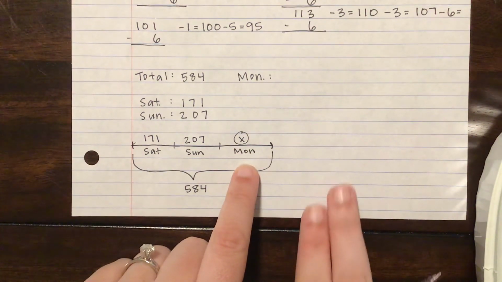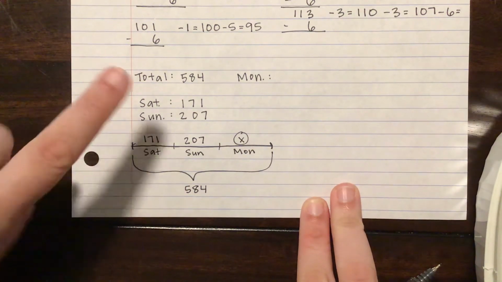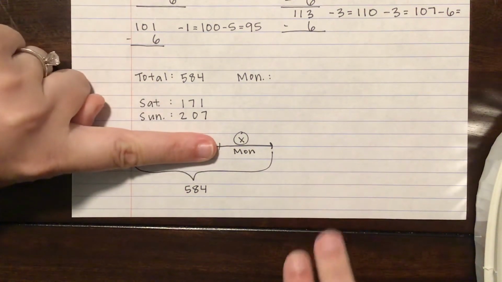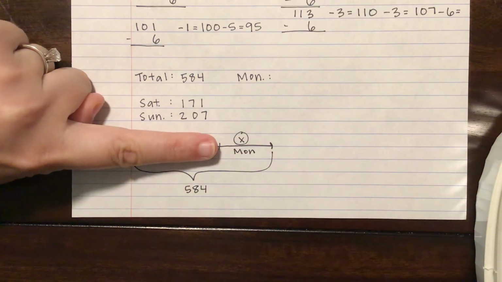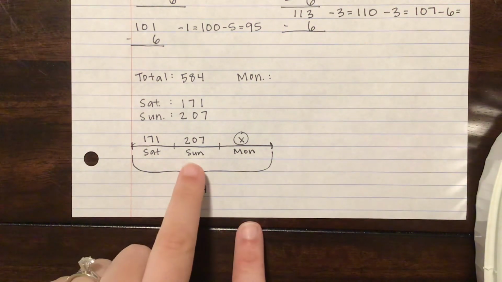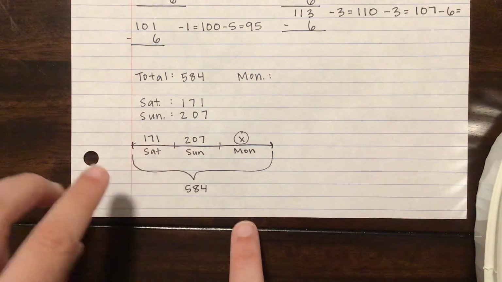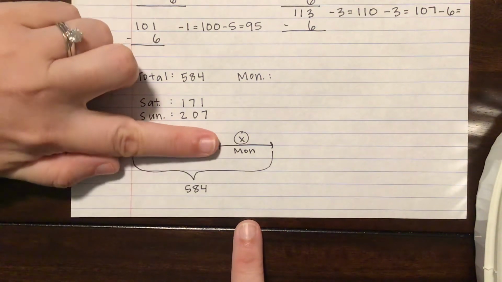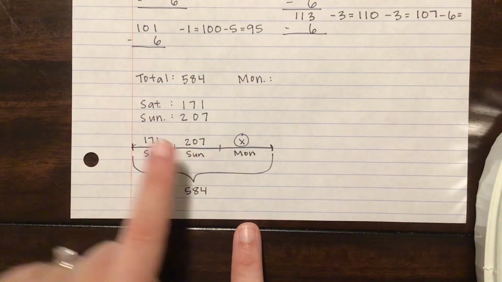If we know the total is 584, we can take away the first 2 days, and the part left will be Monday. The easiest, or in my mind the easiest, because we don't have to subtract as much, would be to go ahead and combine Saturday and Sunday, which would be adding those together, so we can just take them away at the same time. So first, let's add those 2 numbers.